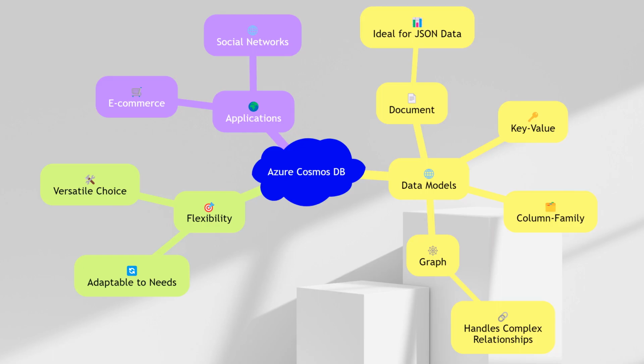Azure Cosmos DB supports multiple data models, including document, key value, graph, and column family. This multi-model capability allows developers to use the most appropriate data model for their application's needs. For example, document databases are ideal for JSON data, while graph databases are perfect for handling complex relationships. This flexibility makes Azure Cosmos DB a versatile choice for a wide range of applications, from e-commerce to social networks.